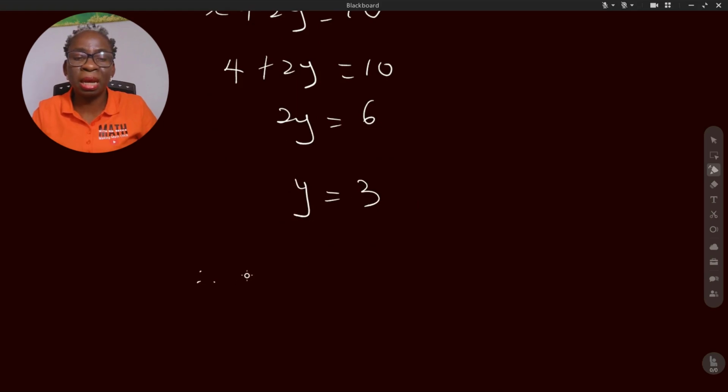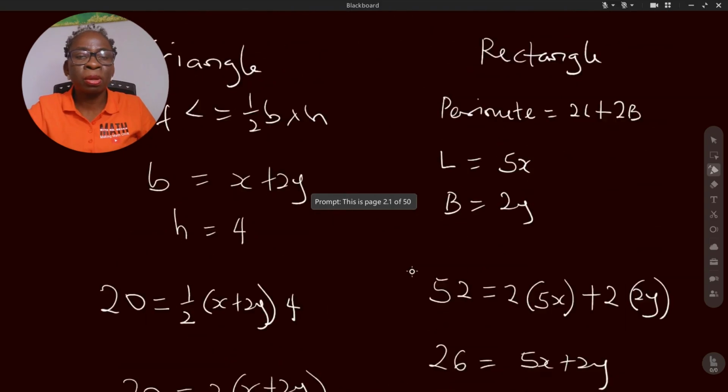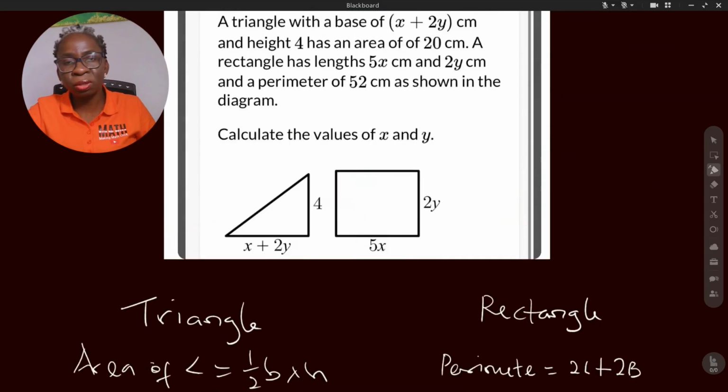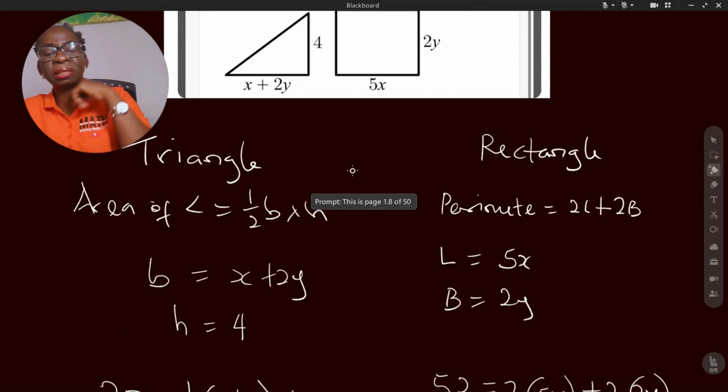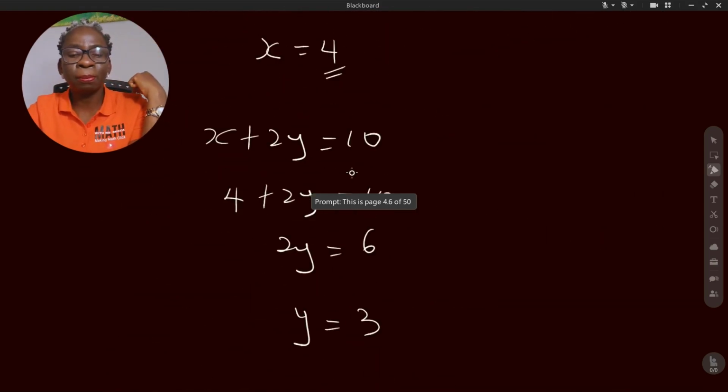So this means that x is equal to 4 and y is equal to 3. And that is what the question asks us to find. So we are to calculate the values of x and y. So x is 4 centimeter and y is 3 centimeters.